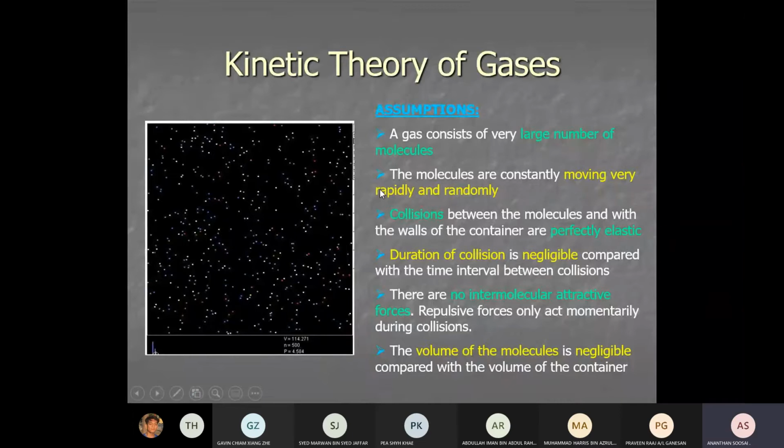In exams, so far in past years, they asked for 3 assumptions. What are the 3 assumptions of the kinetic theory of gases? The ones you remember are the ones neglected. We talk about intermolecular force being neglected, and the volume of the molecules being neglected compared to the volume of the gas. Then you say collisions are elastic. There is no intermolecular force.